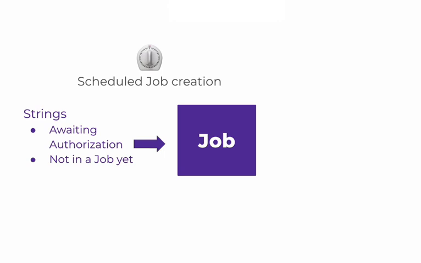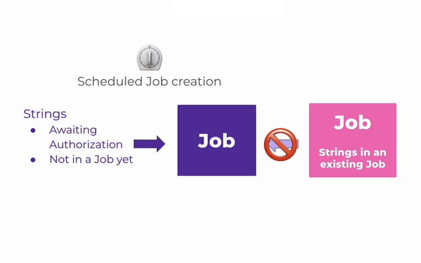Jobs automation rules run on a specified schedule to pick up new content that is already available in Smartling and bundle it up into a translation job automatically. Only content that is awaiting authorization and not part of any job yet will be included. Strings that are already in a job will not be moved to a different job by a jobs automation rule, even if the initial job hasn't been authorized yet.